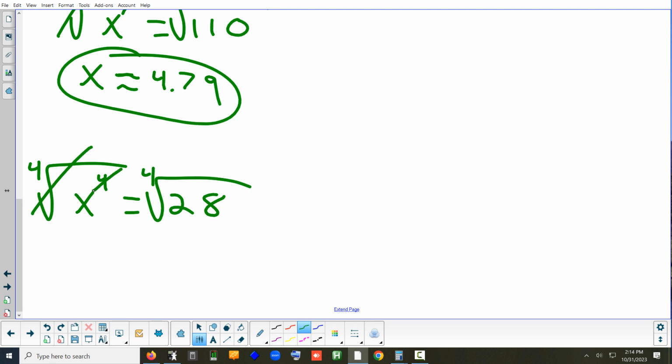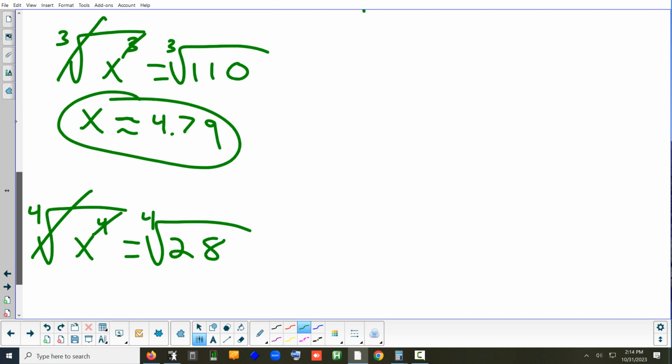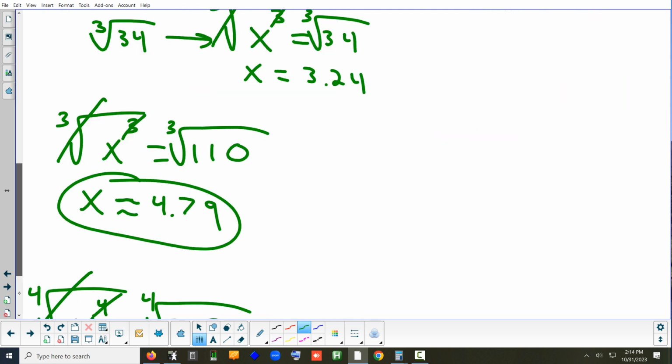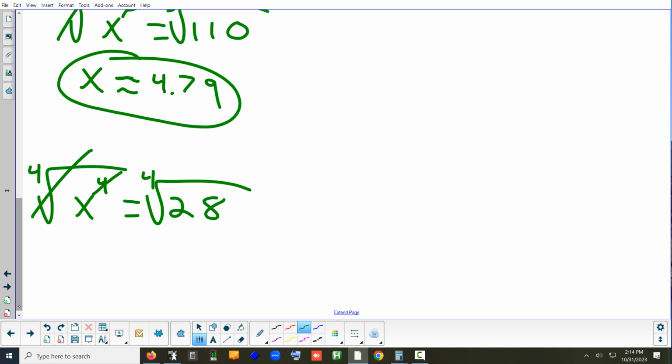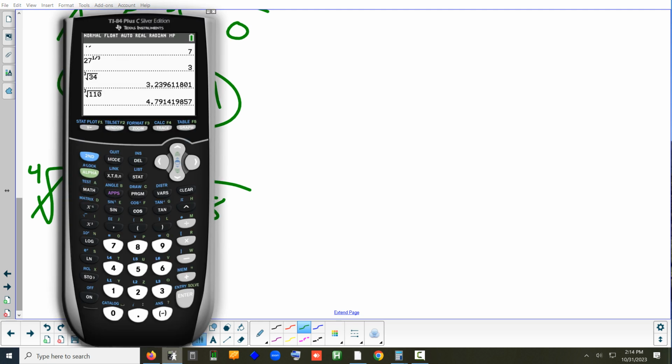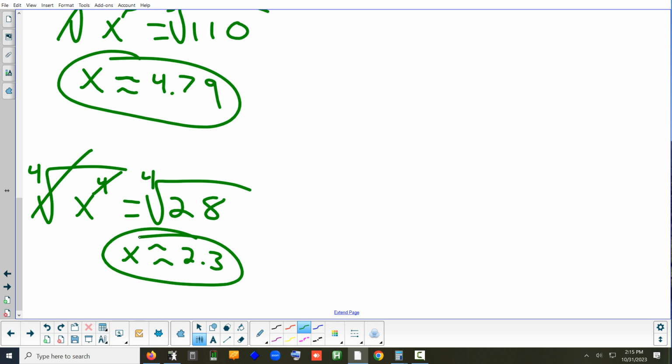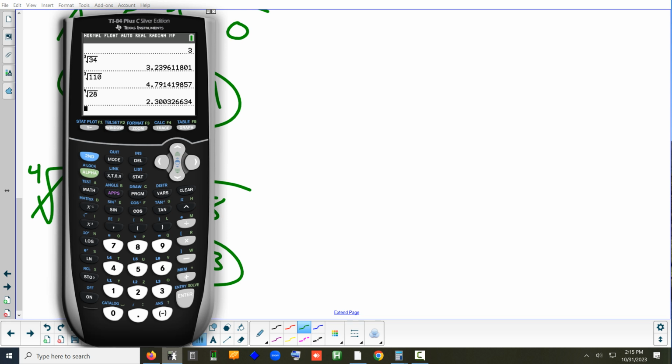Now, what kind of root is that? Is that even or odd? Even. When we do an even root, we have to make sure that whatever we're taking the root of is greater than or equal to 0. Is 28 greater than or equal to 0? Yeah, and that's going to work fine. So type in 4, math, option 5, 28, and you get about 2.3, roughly. What does that symbol mean? That squiggly means it's about 2.3. It's not exactly 2.3. I rounded it off.